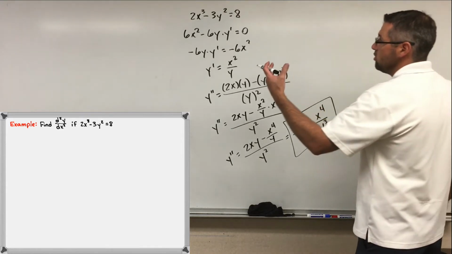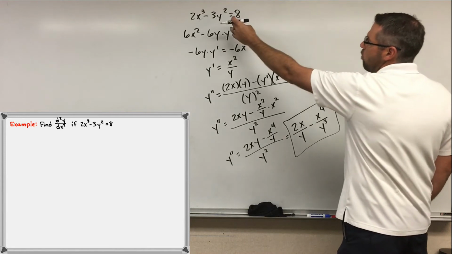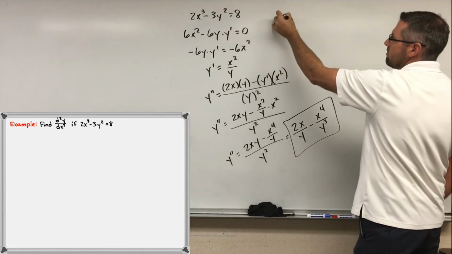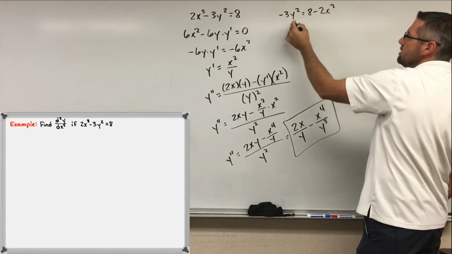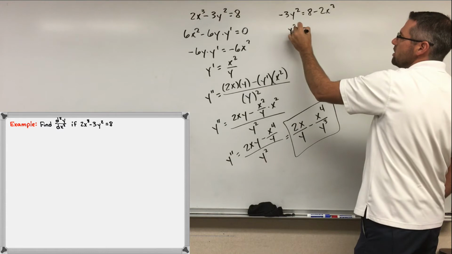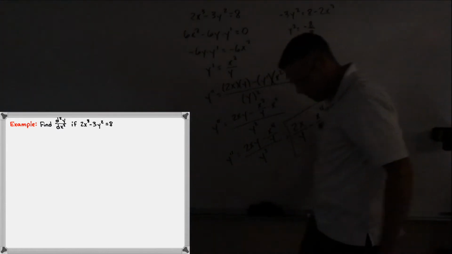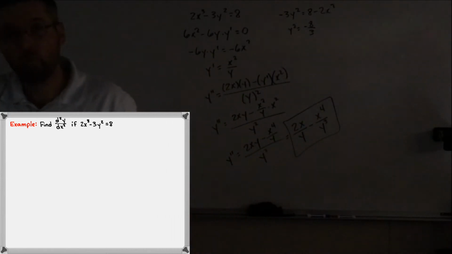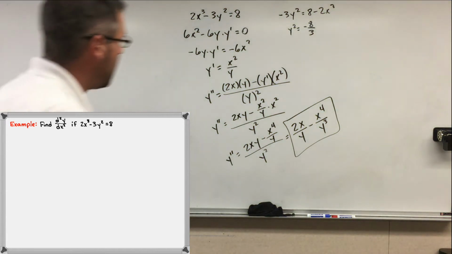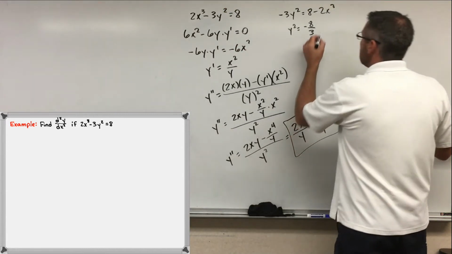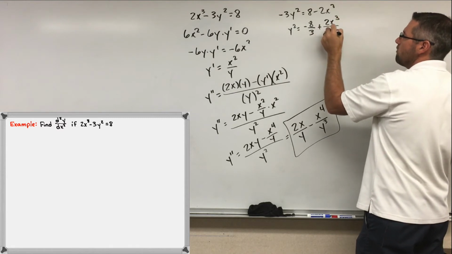Now, you might argue, well, why can't we just isolate y early and take the derivative? Well, the problem with that is if I'm isolating y, I'm going to get y squared equals, divided by, we get negative 8 over 3 plus 2x cubed over 3.